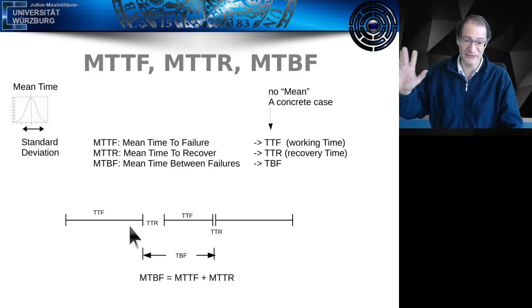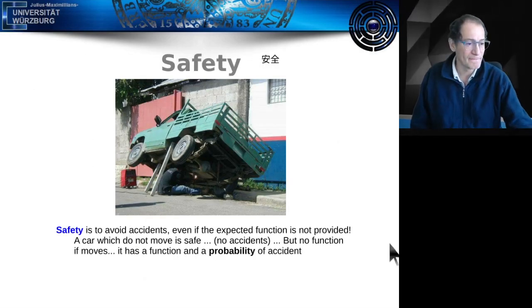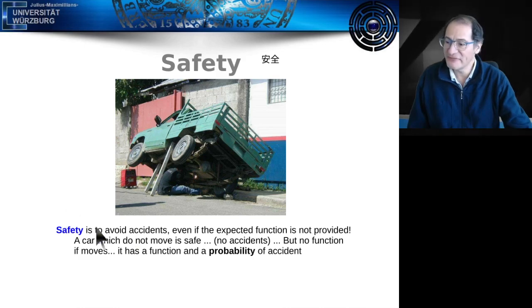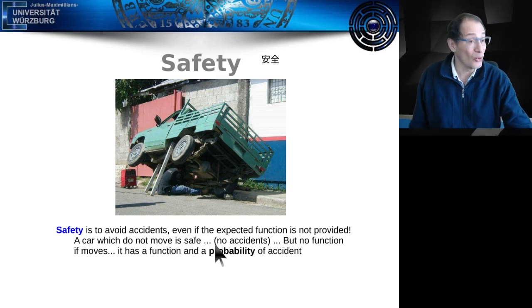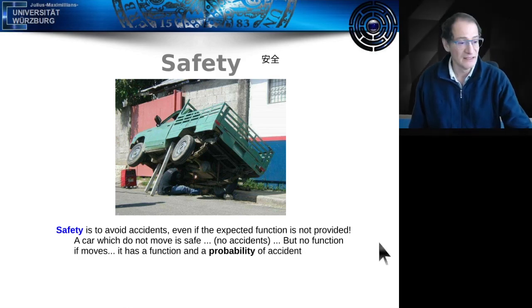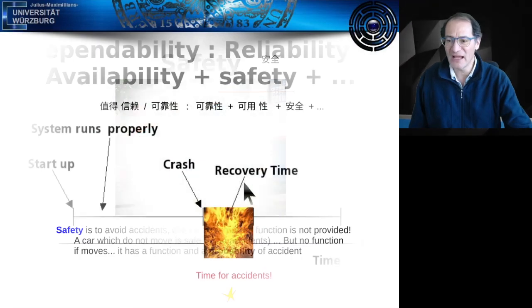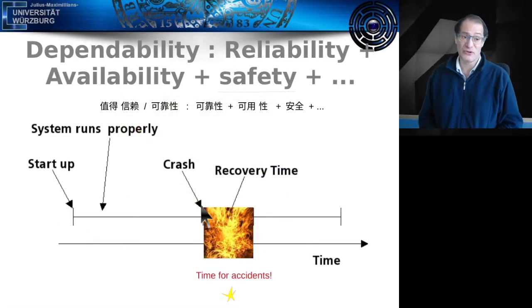A total different topic. Okay, now let's talk about safety. I said before, safety is to avoid accidents, even if the expected function is not provided. Okay, a car which doesn't move is safe, no accidents, no dangers, but no function. If it moves, it has a function and a probability of an accident, of course. Let's assume an accident can occur only after a crash, let's say, of the embedded controller.